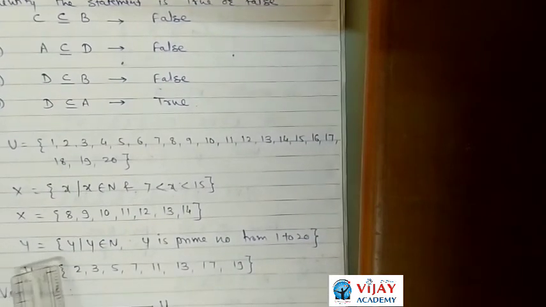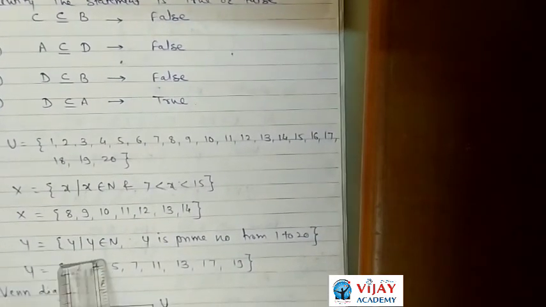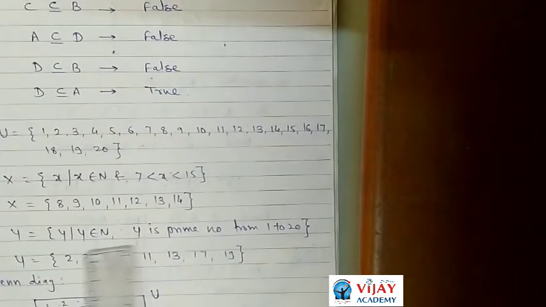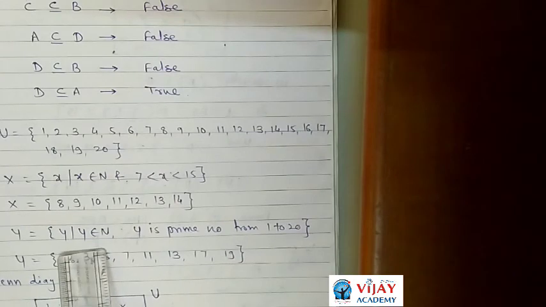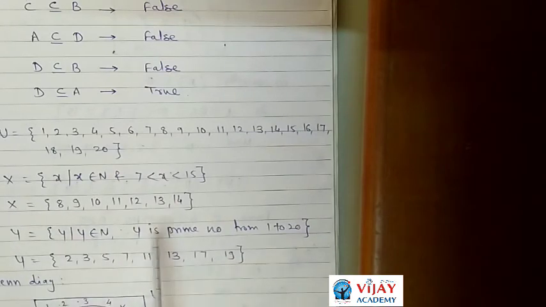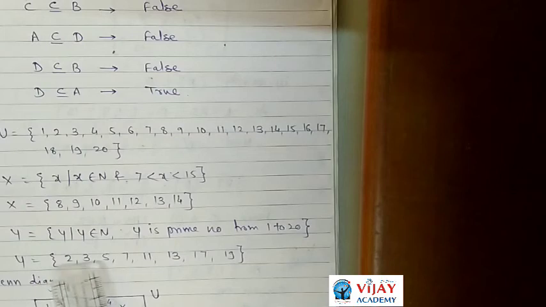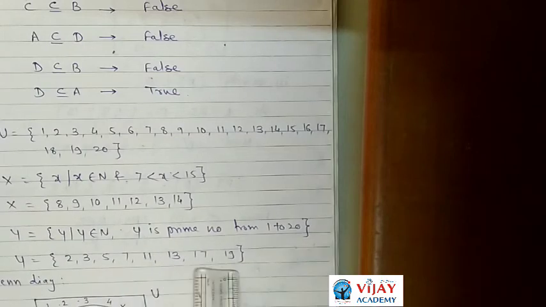Then Y. Y is an element such that Y belongs to natural numbers and Y is a prime number from 1 to 20. Belongs to natural numbers, this is the first condition. Y is a prime number from 1 to 20. So the prime numbers are 2, 3, 5, 7, 11, 13, 17, 19.